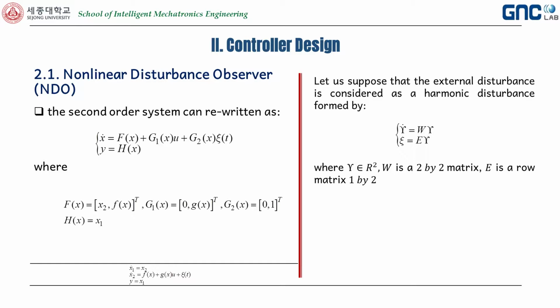The second part, I will talk to you guys about the controller design. First, the nonlinear disturbance observer. From the second order system, we can rewrite it as follows, where f equals this vector, z1 equals this vector, and so on. Let us suppose that the external disturbance is considered as the harmonic disturbance formed by this formula, where epsilon belongs to R2, the matrix W is a 2 by 2 matrix, and E is a row matrix 1 by 2.